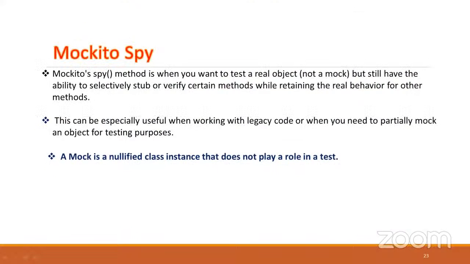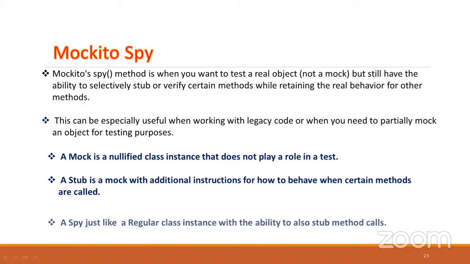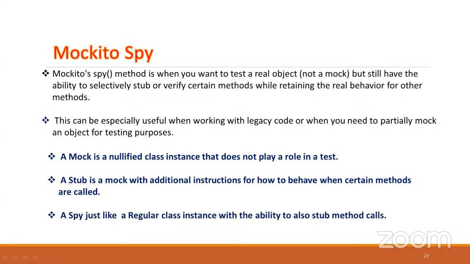See, a mock is a nullified class instance that does not play a role in the test. A stub is a mock with additional instructions for how to behave when certain methods are called. That is called a stub. A spy is just like a regular class instance with the ability to also stub method calls. Simple. These are the three important points, guys, when it comes to Mockito. What is a mock? What is a stub? What is a spy?